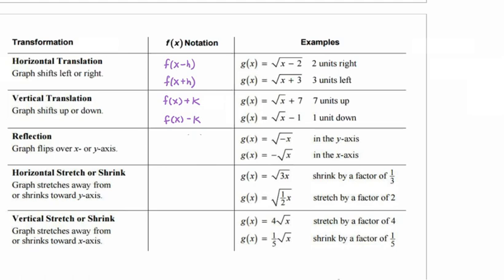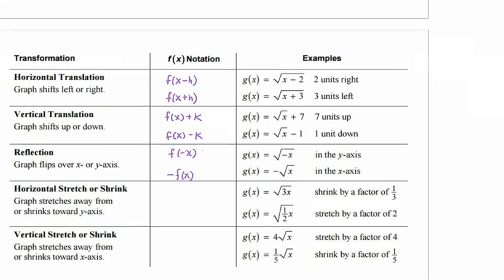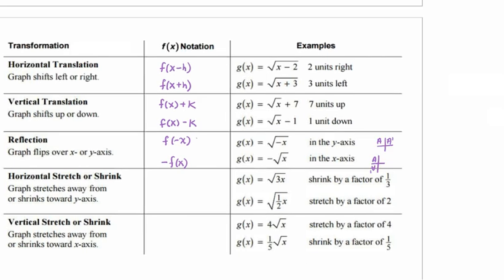Reflections can happen over the x or the y-axis. Notice here that it's all about where that negative sign is. If it's on the inside with the x, it will reflect in the y-axis. And if it's on the outside, it will reflect in the x-axis. Here we see an example of what that might look like. So a reflection in the y-axis and a reflection in the x-axis.